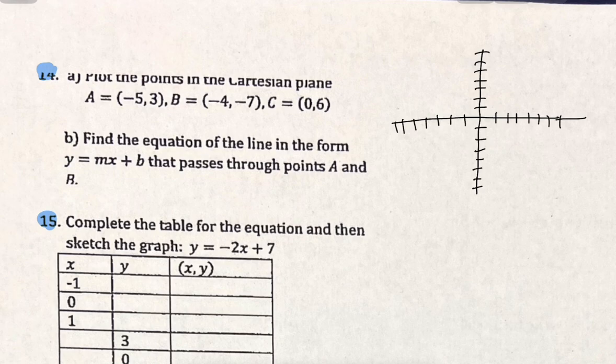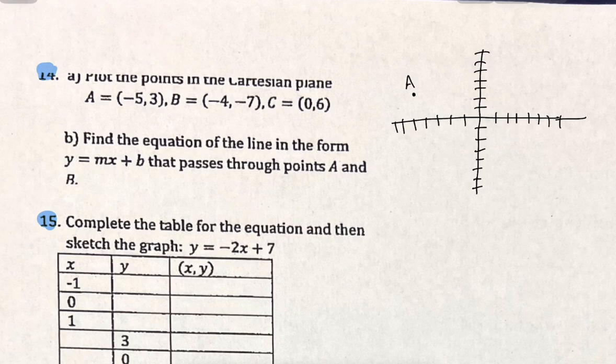So go to negative 5, 3, put your dot, and please put a little A next to it. So that's all you're doing for 14A. Please plot the 3 points that you see, point A, B, and C.